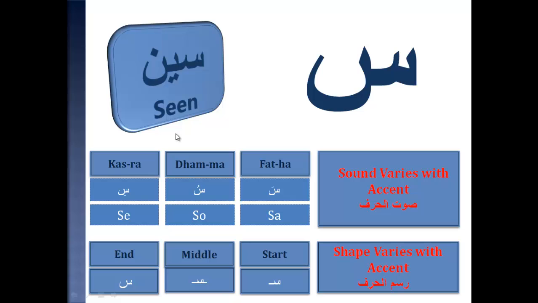The next letter is sin. The three basic sounds are sa, su, and si. Think of the letter sin as two parts. The first part is the front and the second part is the curve. So for the beginning and the middle, only the front part appears, and at the end, the full shape of the letter is written.